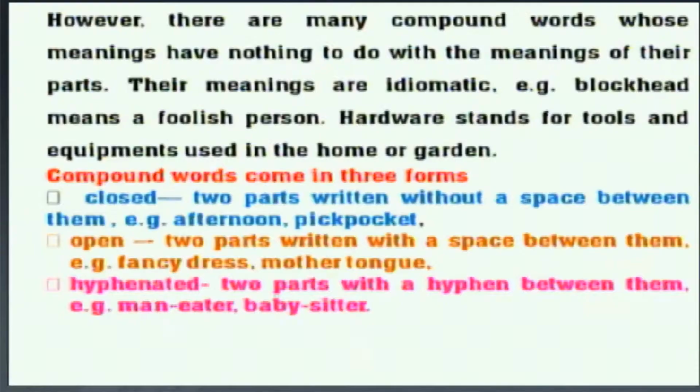So, compound words come in three forms. I have already told you. The first is closed: two parts written without a space between them, like afternoon, pickpocket. Open: two parts written with a space between them, like flower pot, fancy dress, mother tongue. Hyphenated: two parts with a hyphen between them, like man-eater, baby-sitter. Okay.